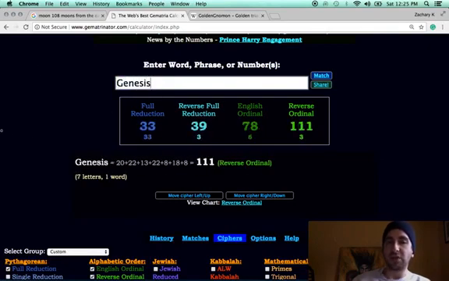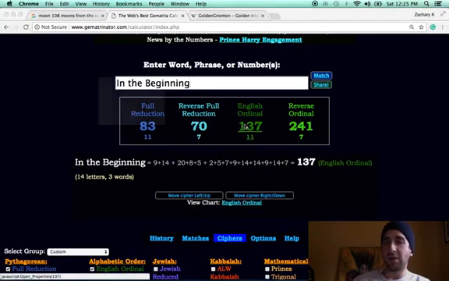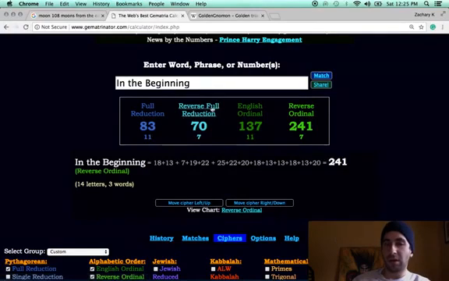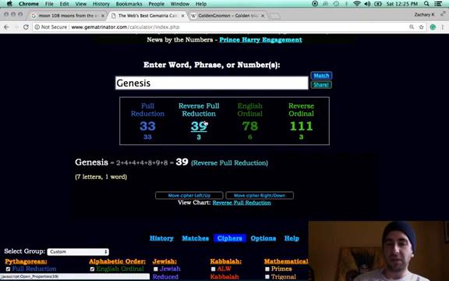Genesis has gematria of 33. Very special number in the Bible. Genesis means in the beginning, which is 137, the 33rd prime. Alphabetic order, 137 in reduction, Genesis 33. And Genesis first to 39 books in the Old Testament.